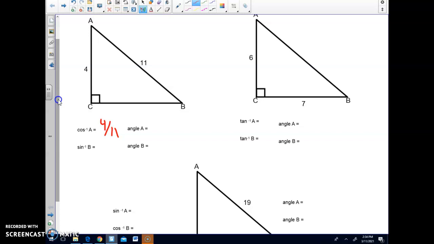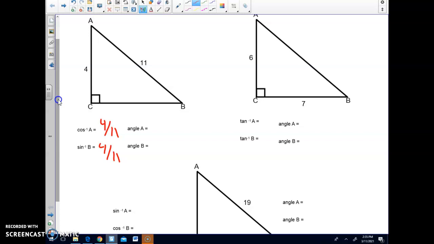Remember, whenever you're trying to find the measure of an angle, it's inverse cosine. Okay, so adjacent over hypotenuse. For angle B, it's opposite over hypotenuse. So that means 4 over 11 again, 4 now being the opposite side, 11 staying the hypotenuse, so it's inverse sine of 4 over 11. And that's what we're putting into the calculator.